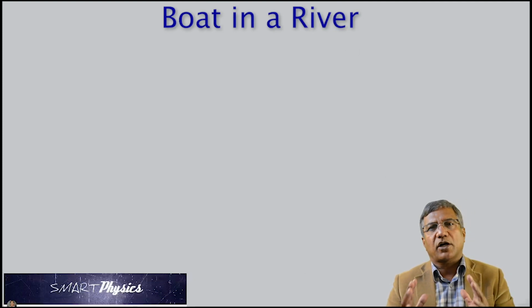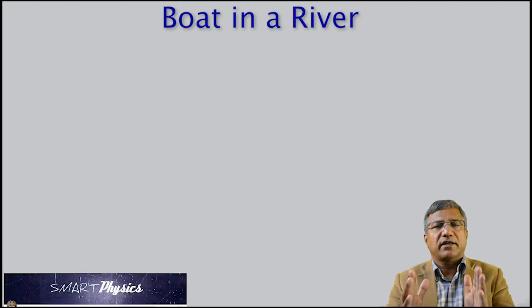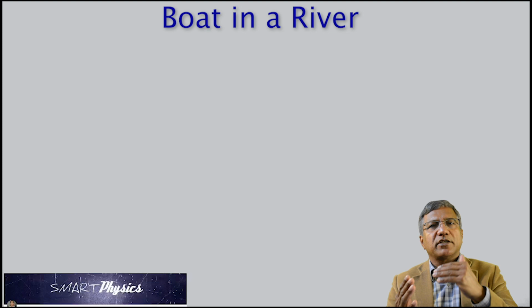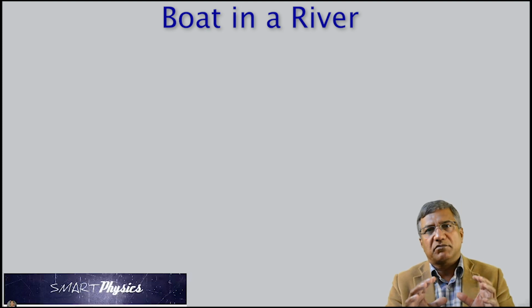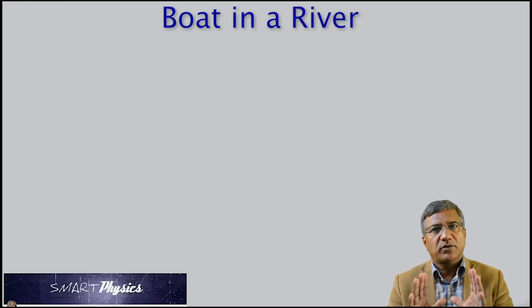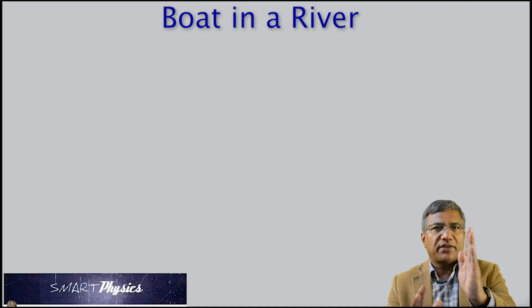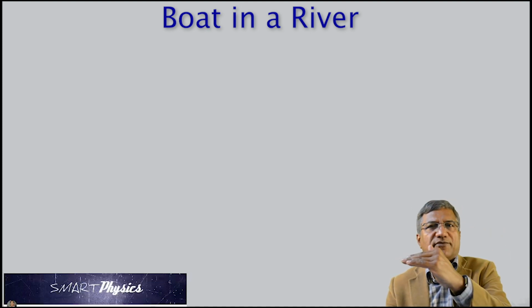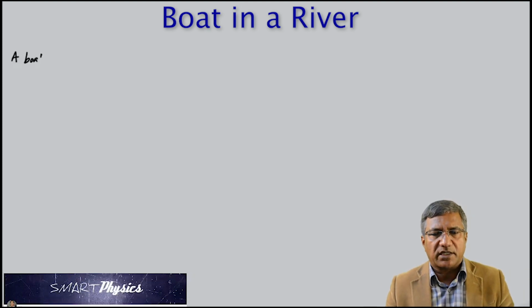All right, here's the last problem in this set. Here we're going to talk about a boat that's cutting across a river. It's trying to go from one side of the river to the opposite side. So there are 2 velocities now: one is the speed of the boat, and the other is the speed of the water flowing in the river. So here's a question.